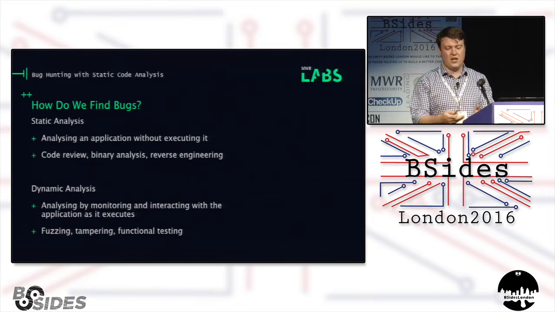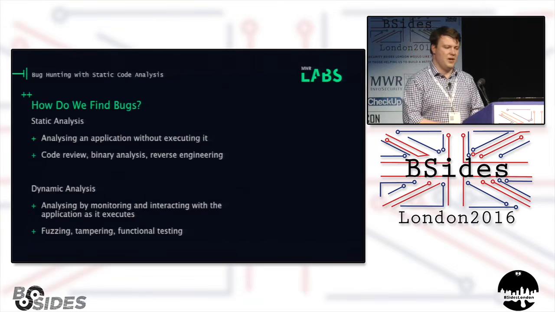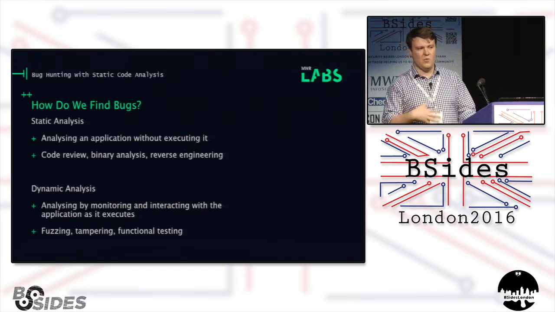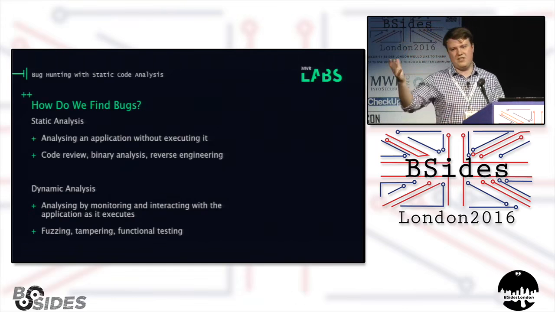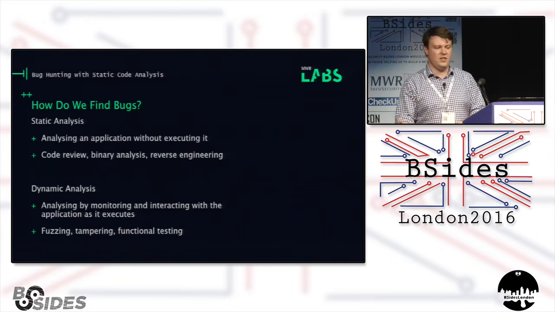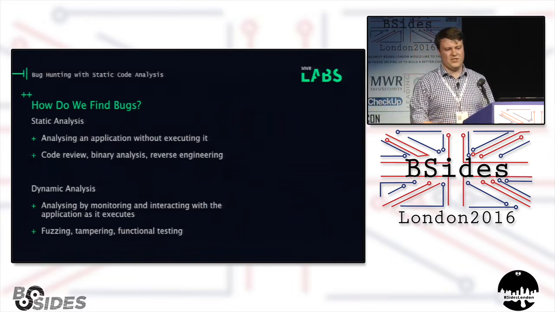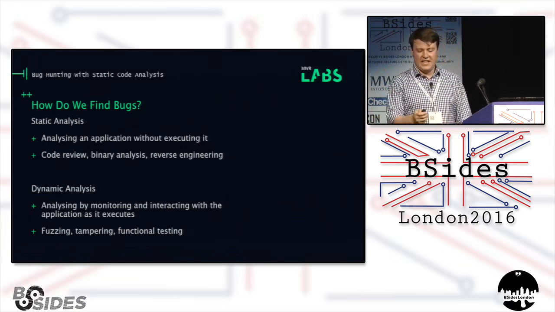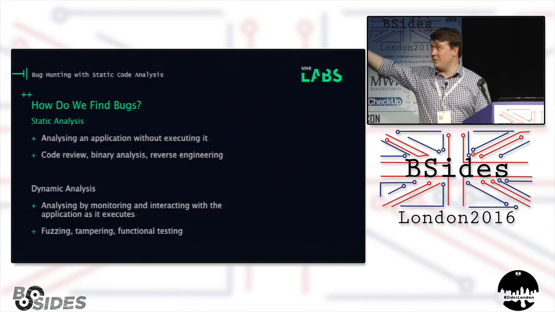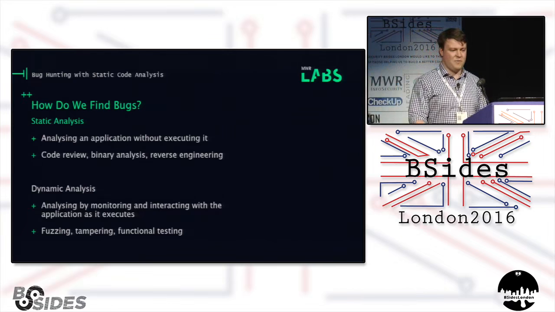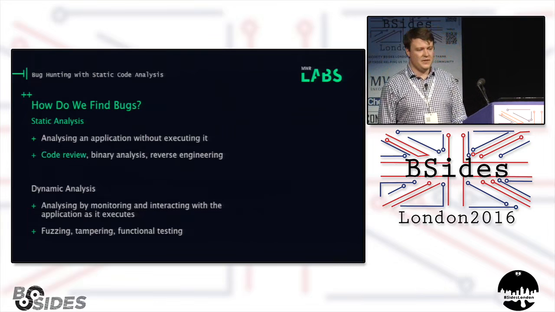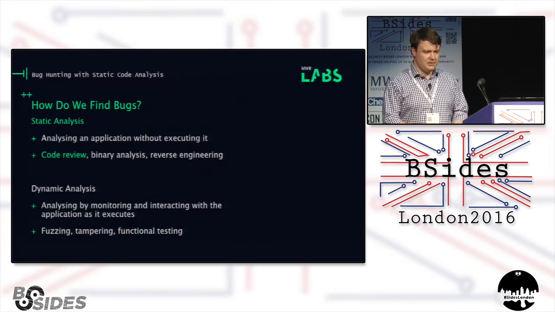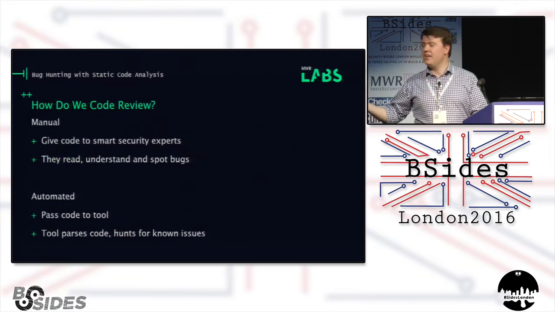So this typically breaks down into sort of code review, reverse engineering, analysis of the binaries you get handed, so on and so forth. Dynamic analysis, on the other hand, is your more traditional penetration testing. You execute the application, you interact with it as it's executing, you try and find bugs that way. So fuzzing, typical functional testing, tampering, that kind of thing, all falls under dynamic analysis. Given the talk title, I'm sure it won't surprise people to find out we're going to be focusing on static analysis, and for the most part, we're going to be talking about code review, how to use static analysis techniques to analyze source code.